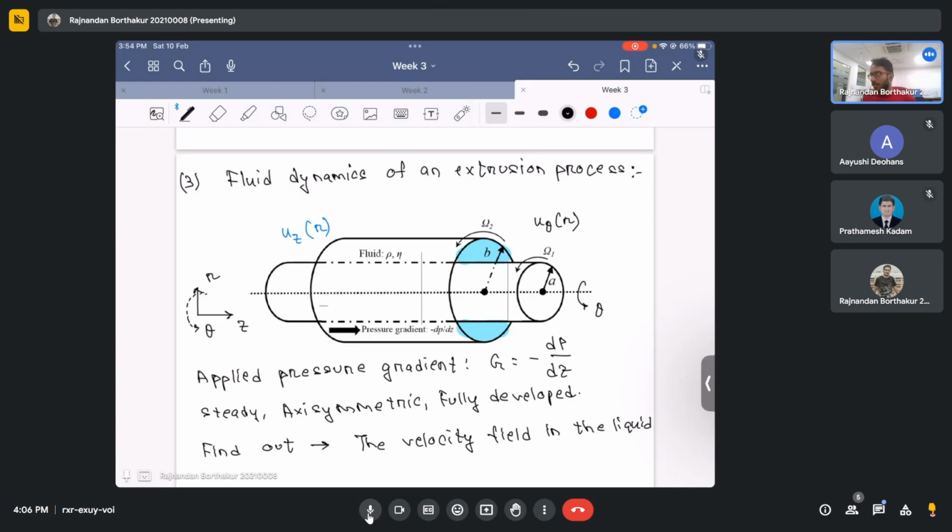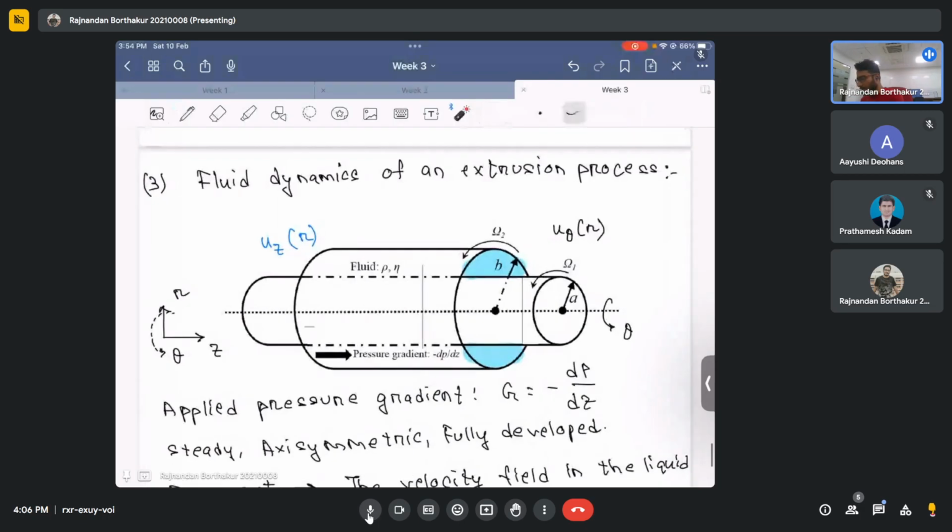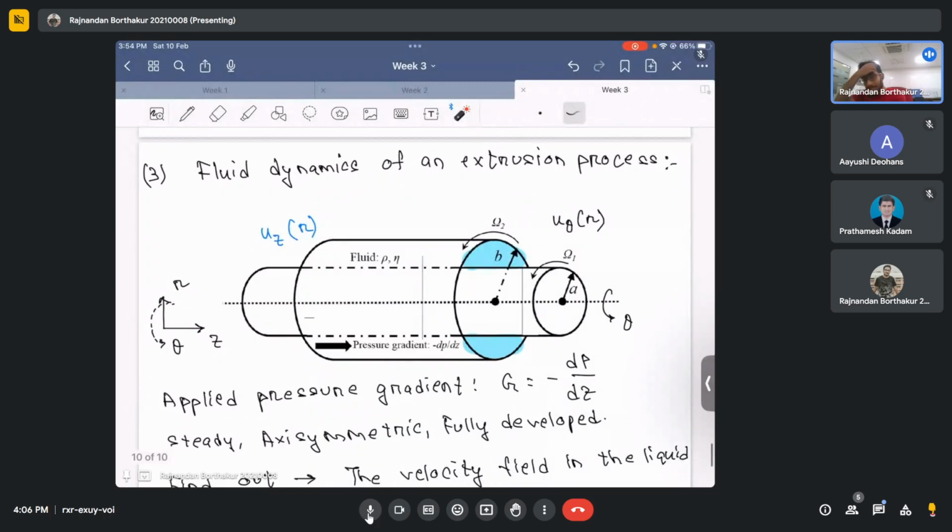All right, guys. Sorry for the interruptions. So let's get started with the third problem. And of course, this is a long problem, so we'll solve it very systematically. This is the last problem for this session. But of course, it's a long problem, and it will take some time. So let's understand this.